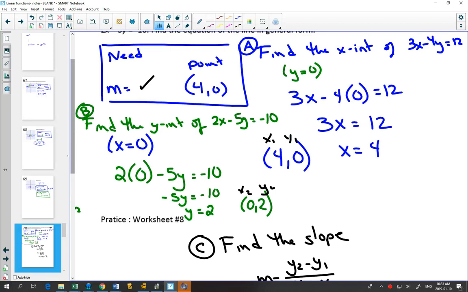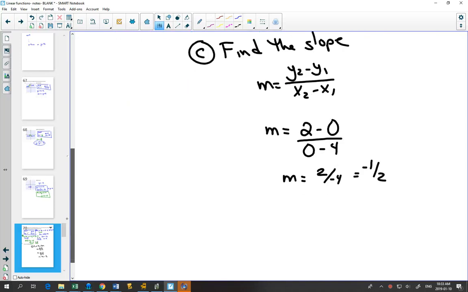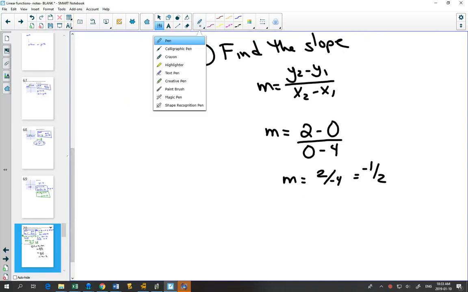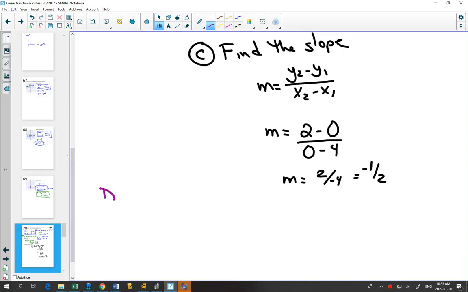Can we do a shortcut? Yes. Why can we do a shortcut? Because even though the point I wrote was my x-intercept, do we know our y-intercept? Yes. So we can use our shortcut. The last thing we're going to do is write our equation. y equals mx plus b. Our y-intercept was 2.